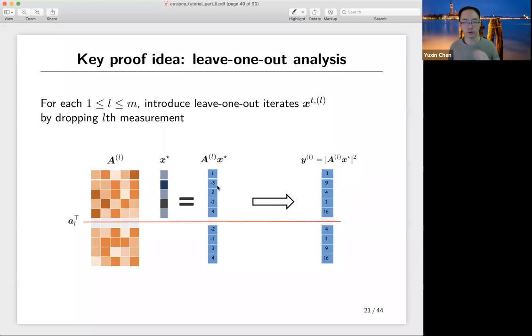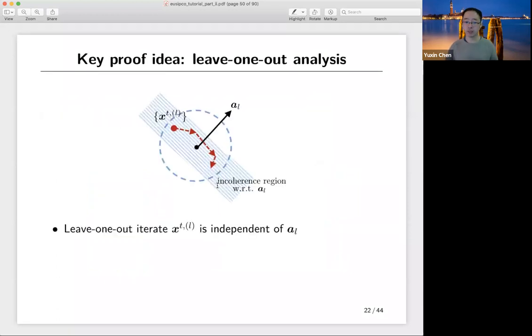Because I want to decouple the dependency between my iterate and each of the design vectors, every time I look at one sampling vector, I'm going to drop it and then rerun the entire algorithm. Very simple, I just drop one sample and rerun the entire algorithm. Why do I want to do this? Because I drop this sampling vector, let's call it a_l.